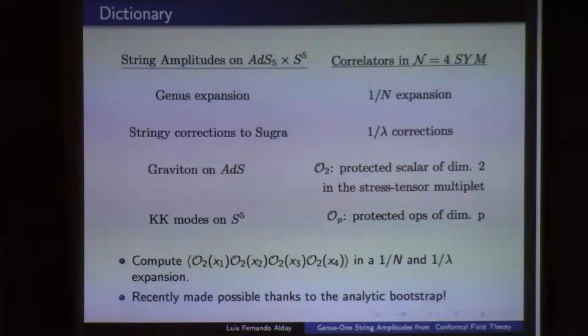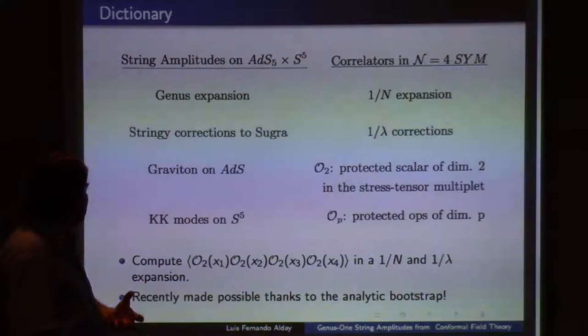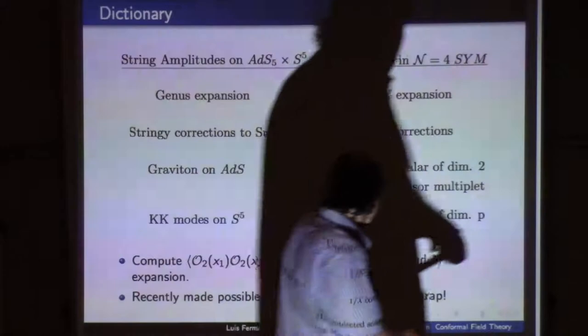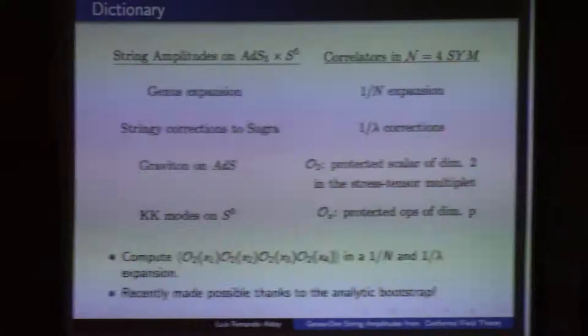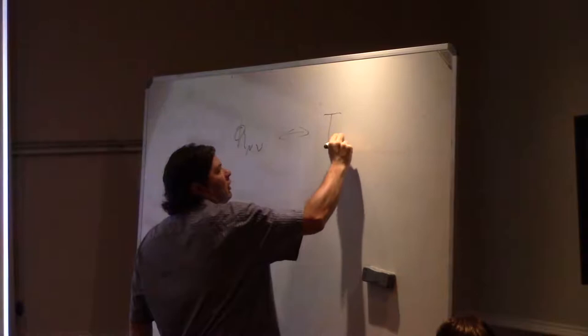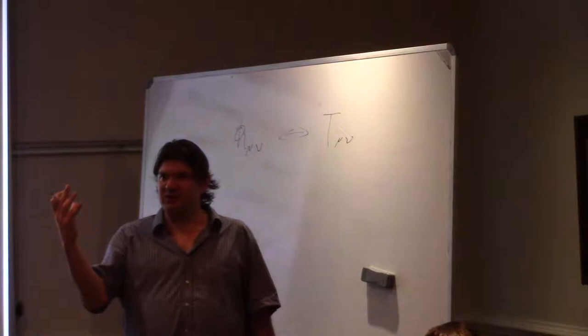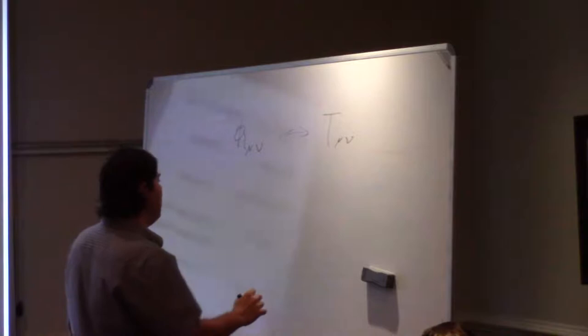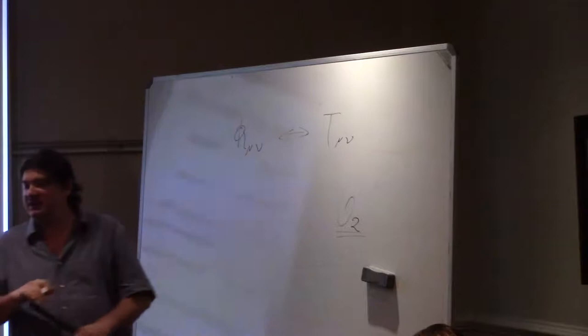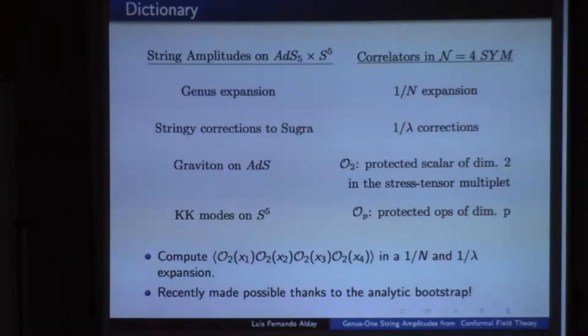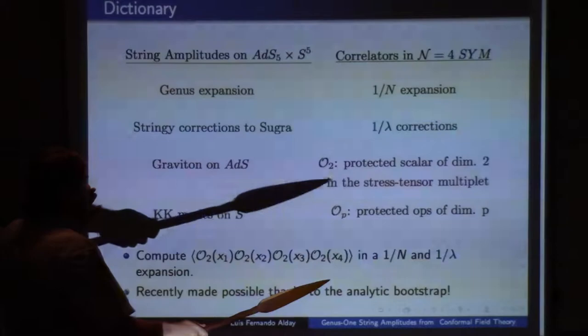Now, what we would like to scatter is the graviton of AdS. We would like to consider a scattering of gravitons. You may remember that we were told that the graviton, let's say h_{mu nu} or g_{mu nu}, maps to the stress tensor of N=4 super Yang-Mills. Now, in N=4 super Yang-Mills, the stress tensor belongs to a multiplet, the stress tensor multiplet, and the primary of this multiplet, the superconformal primary, is a scalar operator of protected dimension 2. So this O_2 is a protected scalar of dimension 2 in the stress tensor multiplet.